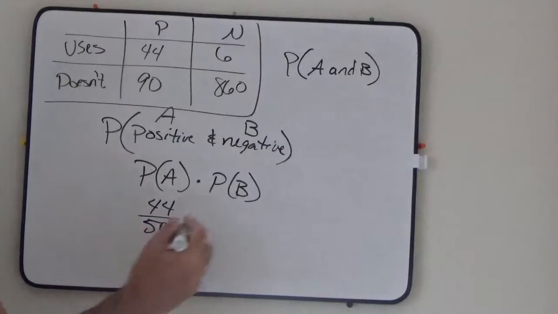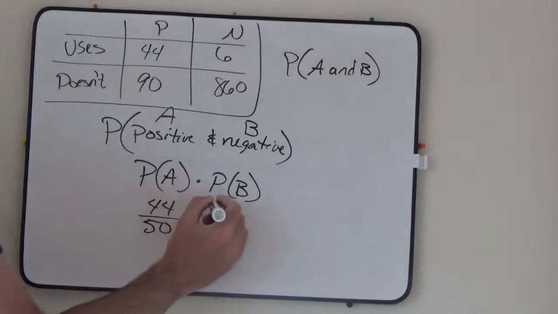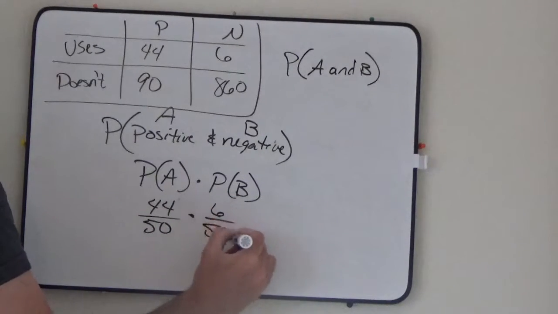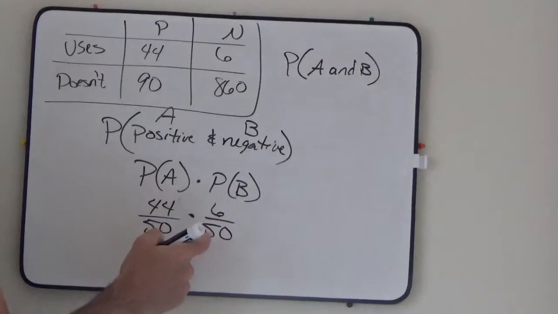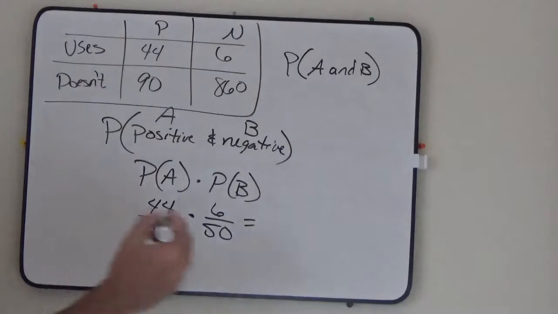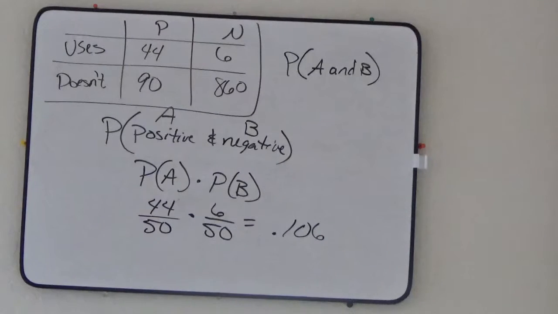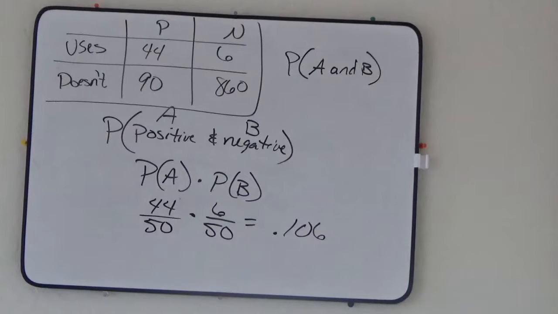That's the probability of A times the probability of B. The probability of B is a negative result. There are only 6 negative results, so we would have 6 out of 50 for event B. Now you can just plug this into your calculator. You're looking for a decimal answer. The decimal answer you will get is 0.106. Okay, so that's the probability of those two events occurring using the multiplication rule.